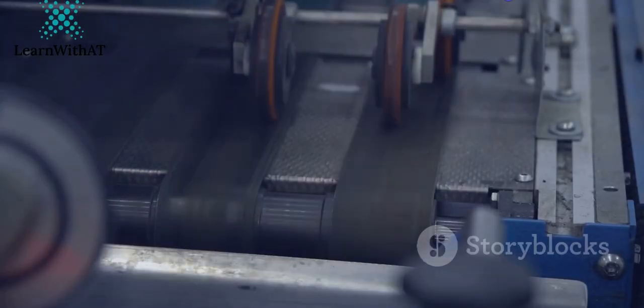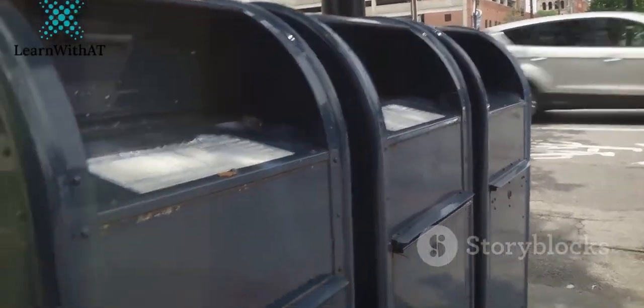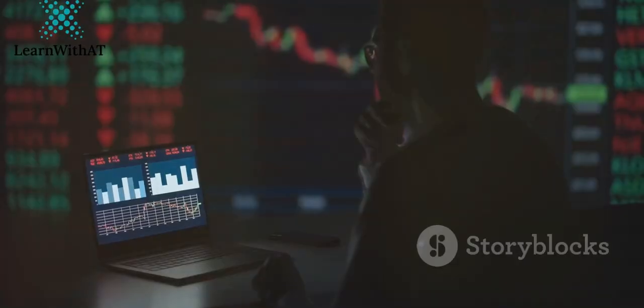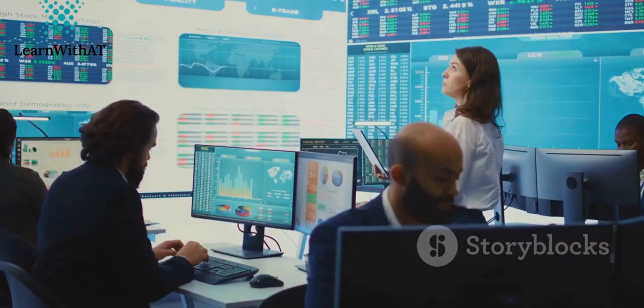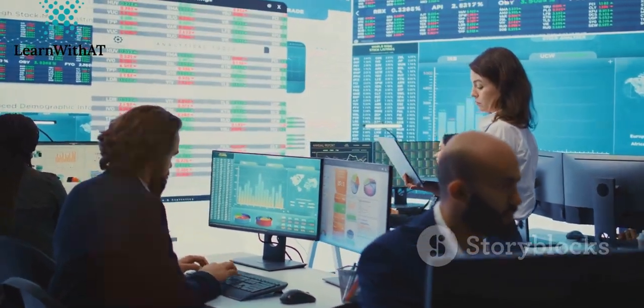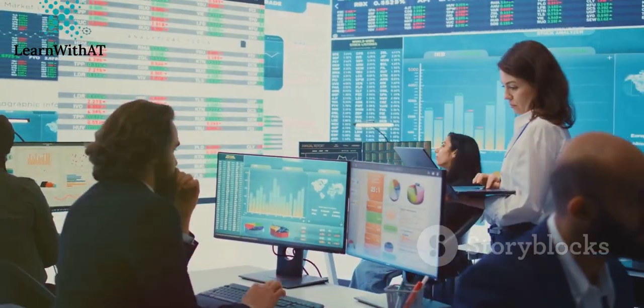Think of it like sorting mail. Each piece of mail needs to be delivered to the correct address. Similarly, each trade needs to be allocated to the correct portfolio. This process can be complex, especially for hedge funds that make a large volume of trades.